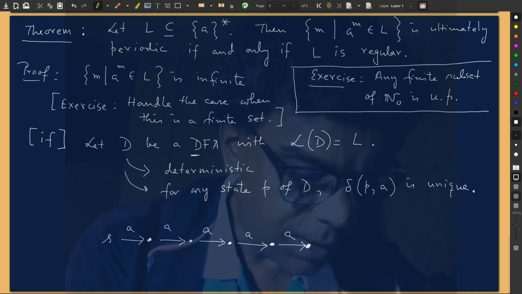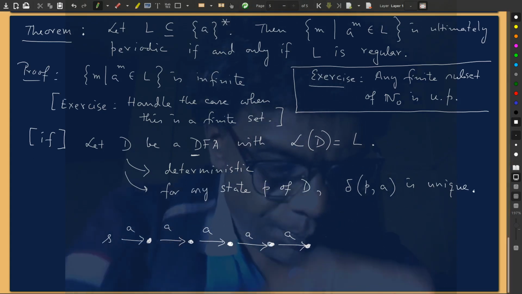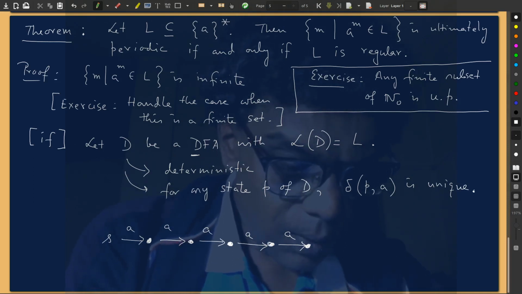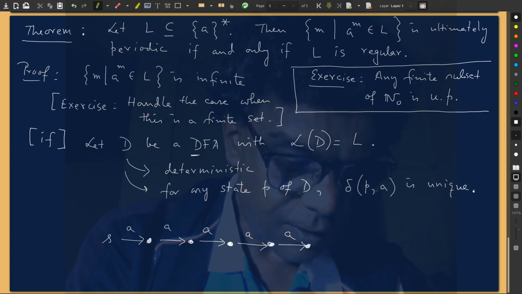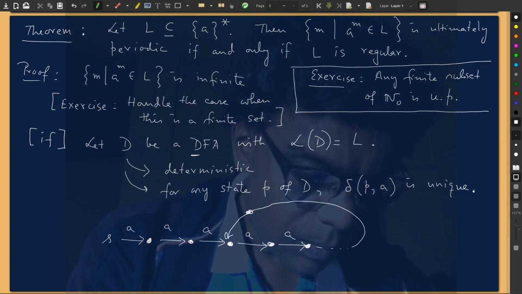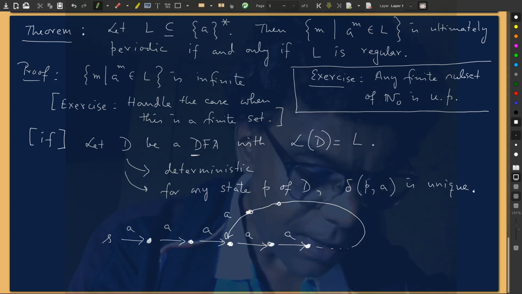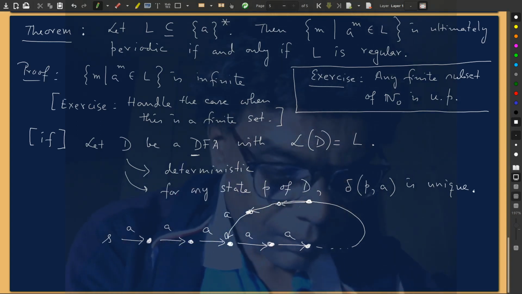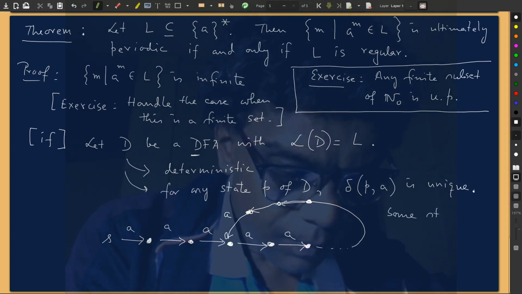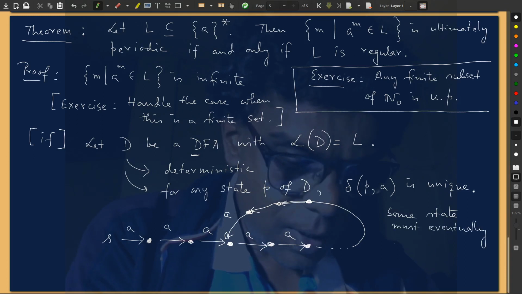But since this D has only finitely many states, this state, this state, this state, they cannot generate an infinite sequence of different states. So eventually it must happen that some state will be the same as a state that we have seen earlier. Something like this. So some state must eventually be repeated.